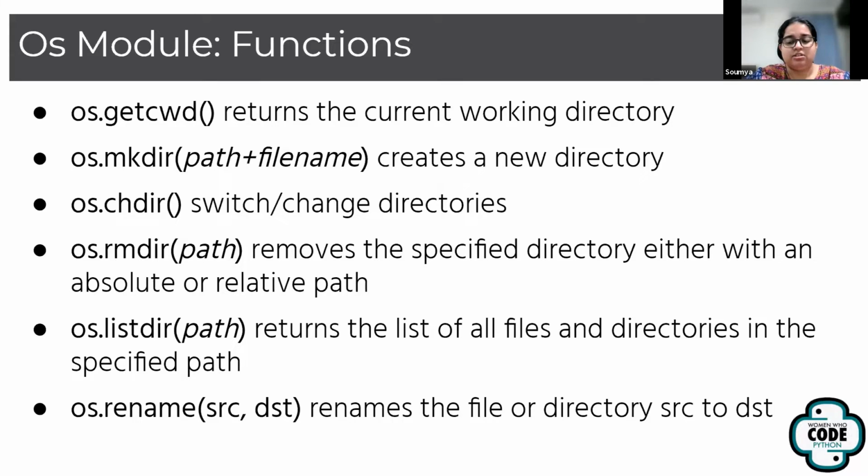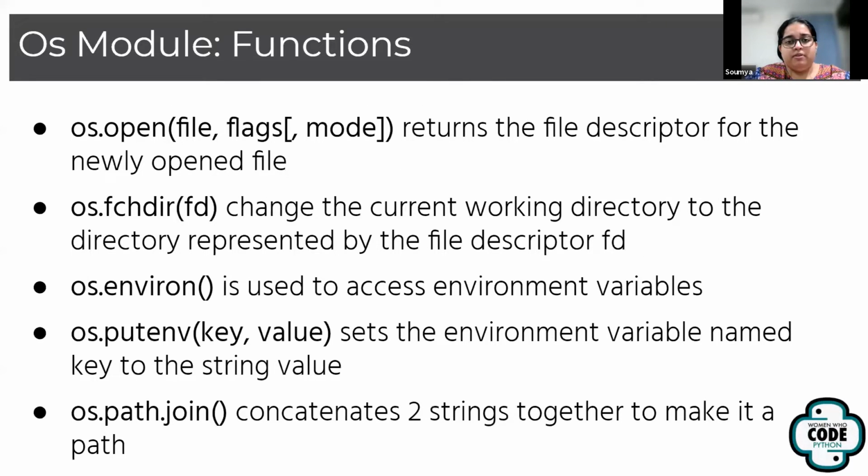We also have os.open, so you can open a file, and this would return a file descriptor. It's kind of like a pointer to where the file that you've opened is. That would be the fd argument in the next function, os.fchdir. You can directly jump to that directory using the file descriptor.